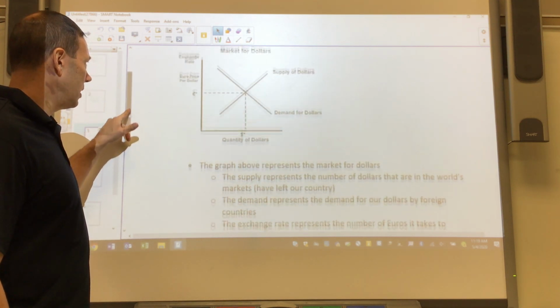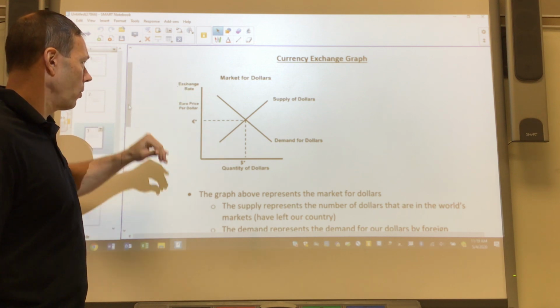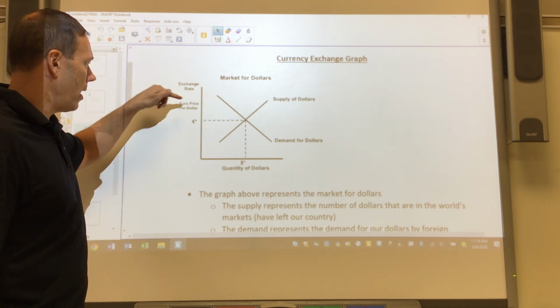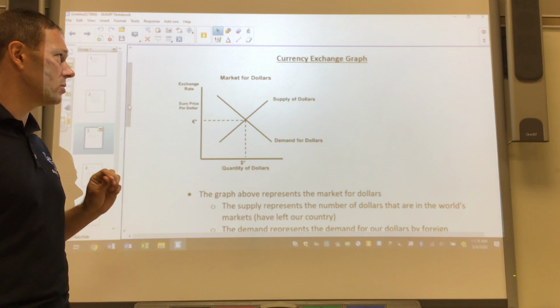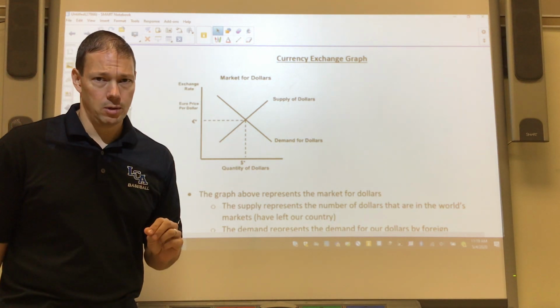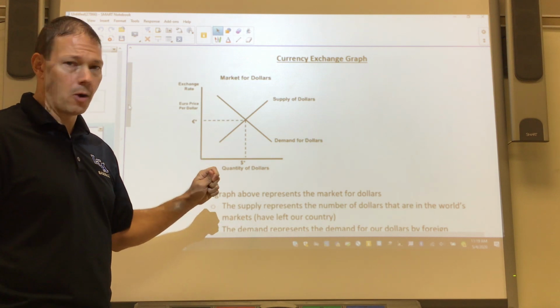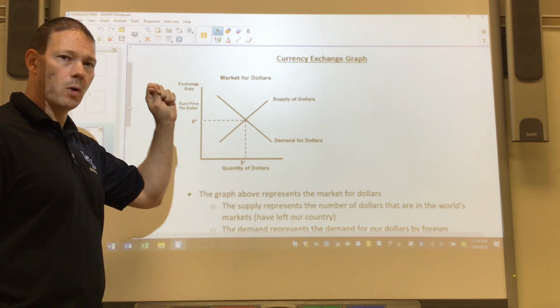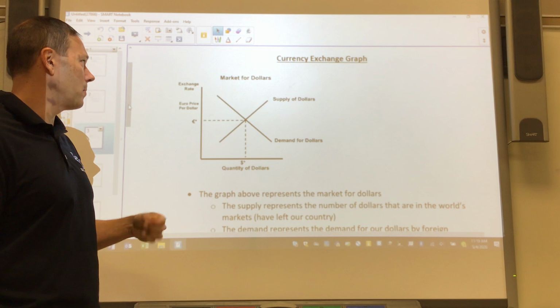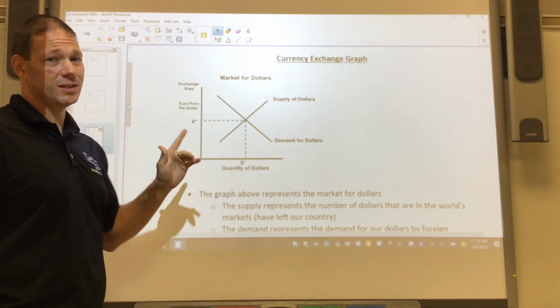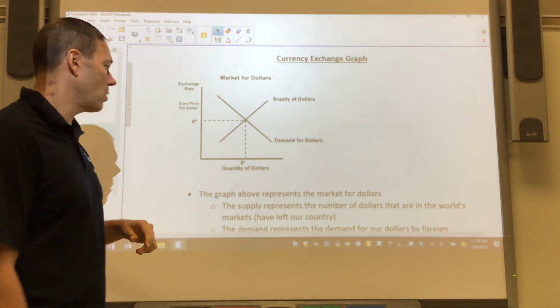So here, as you can see, this axis is important. It says euro price per dollar. In other words, how many euros does it take to get $1? If this was the market for the euro, it would be dollars per 1 euro. I always remember that as you're labeling this axis, and that is very important if you're taking this test and you have to draw this graph.